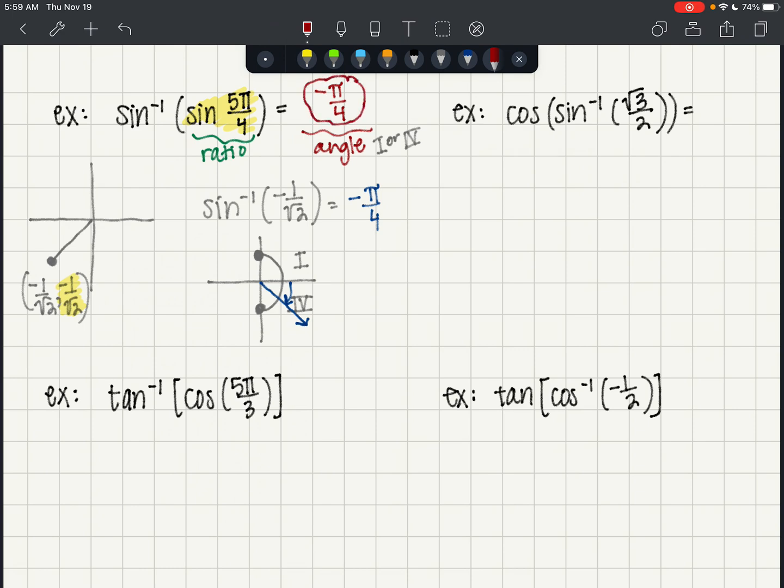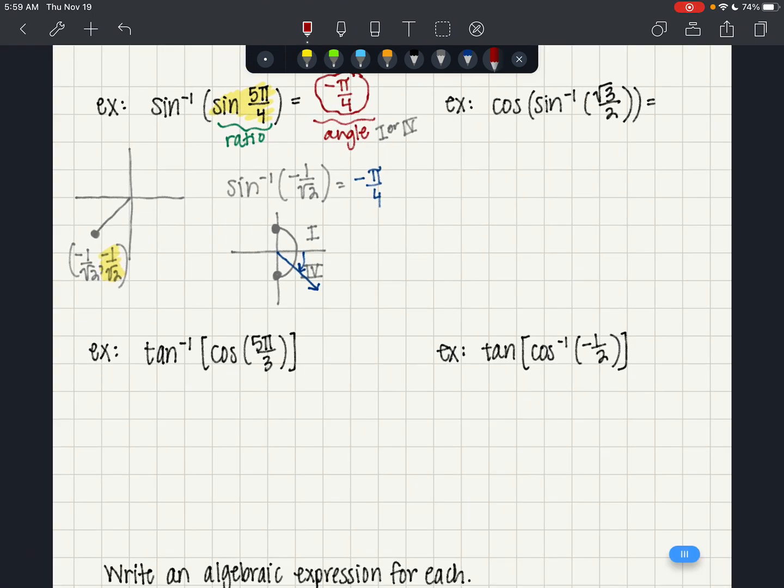7 pi over 4 does not work. 5 pi over 4 does not work. 3 pi over 4 does not work. Positive pi over 4 doesn't work. There's only one answer, and it's negative pi over 4. And again, these partial unit circles will help you determine what your final arc sine or inverse sine function angle is, and if it's correct.